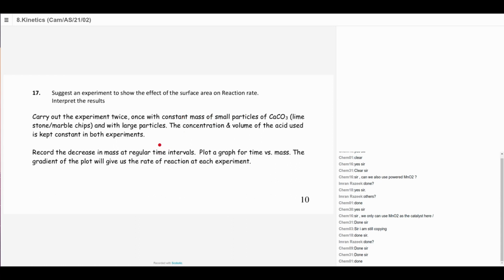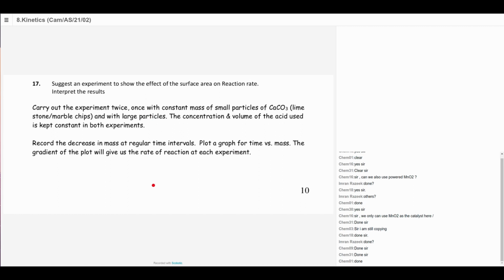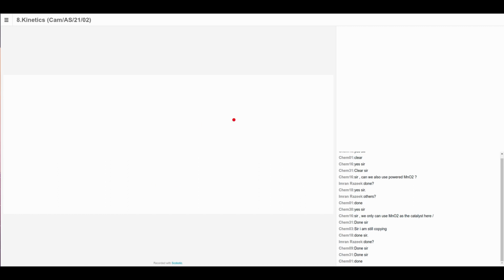Next experiment. So we have studied so far how the concentration and the catalyst affect the rate. The third is the surface area. For this, we can use a reaction involving a solid, which is calcium carbonate reacting with hydrochloric acid. This reaction produces calcium chloride, carbon dioxide, and water.